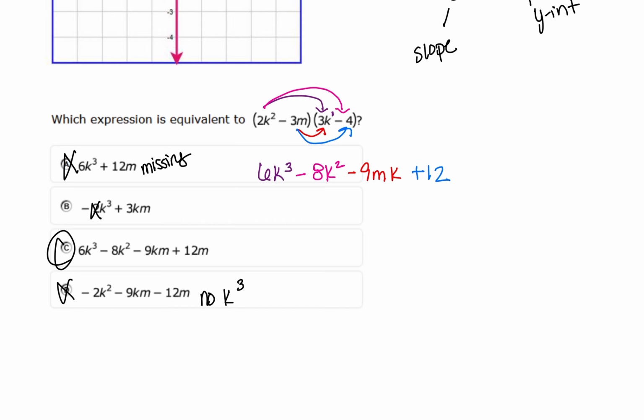Now, if you notice on here, it has negative km. This right here, that's going to be the same thing as this. It's just switching them around.